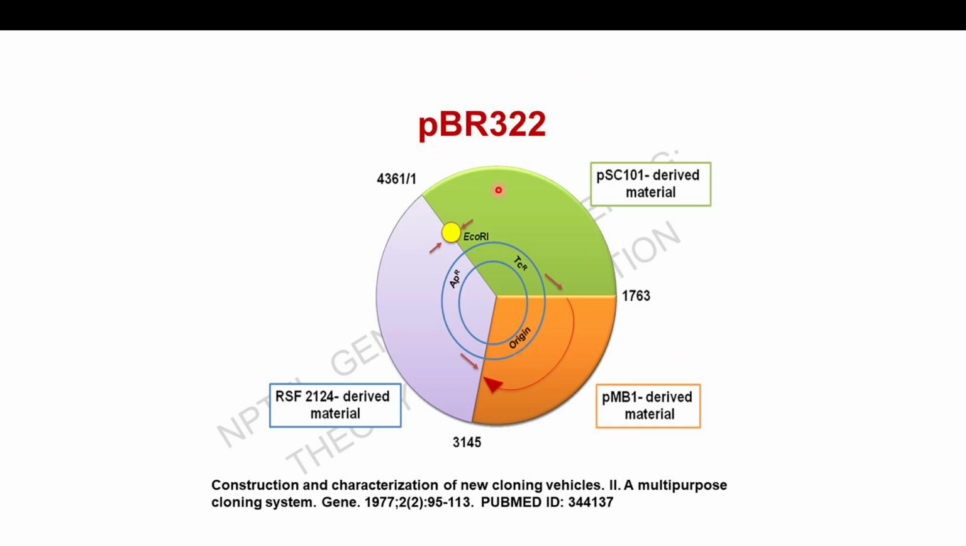Now this is one of the first plasmids to be designed, pBR322, to have selection markers: a tetracycline resistance marker and an ampicillin resistance marker. Okay. It has a restriction site for the enzyme EcoRI. It has an origin of replication as well. So it has the minimal basic features that are definitely required for a plasmid. Okay.